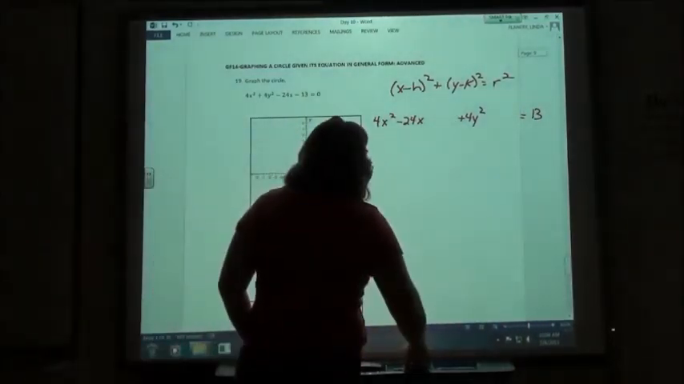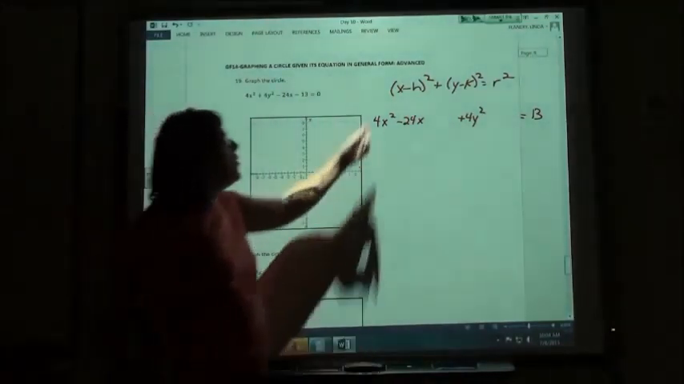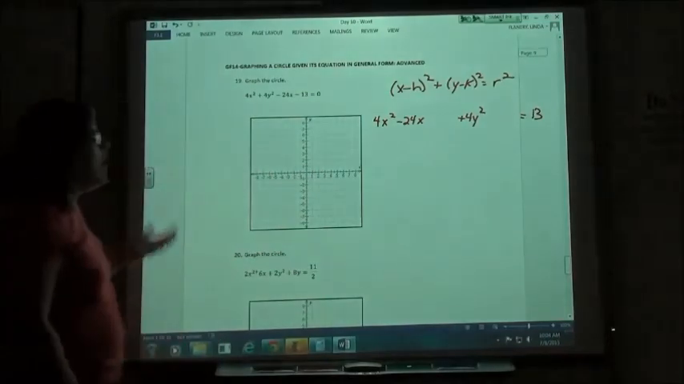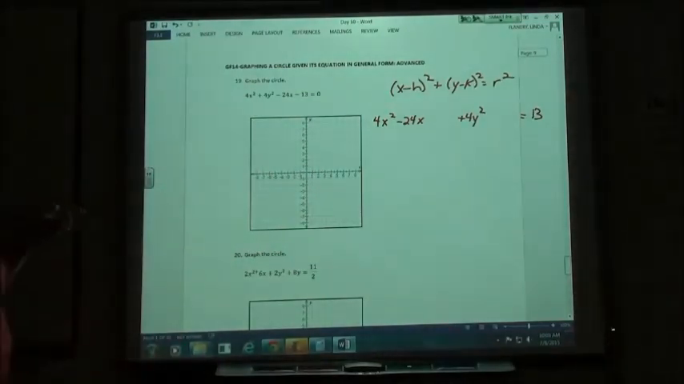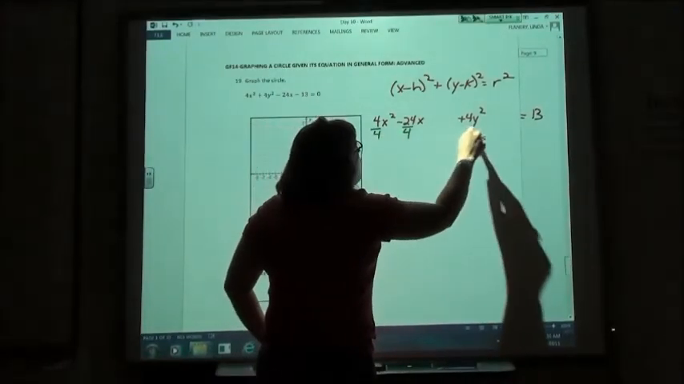Now notice this one has coefficients in front of the x squared and the y squared. And in standard form, we don't have any numbers in front. So I'm going to go ahead and divide by that 4 right away. So everything's going to get divided by 4.